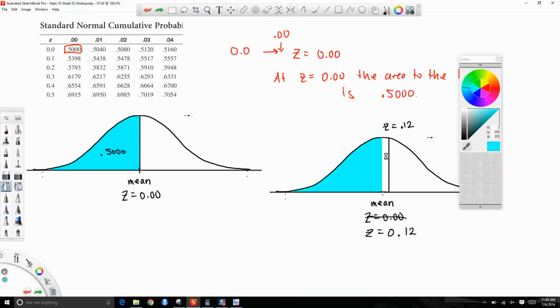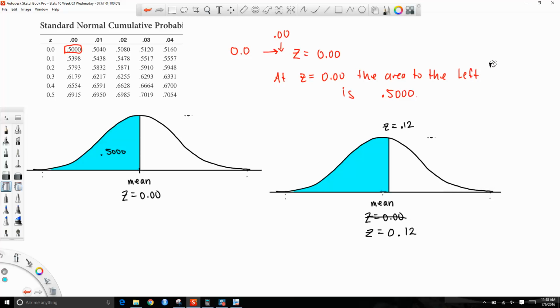Did I confuse somebody? Okay, so now I've moved the vertical line. It's no longer at the mean, but it's now at 0.12. Z is at 0.12. What is the shaded area here now? It's a little bit more, and it's this value.